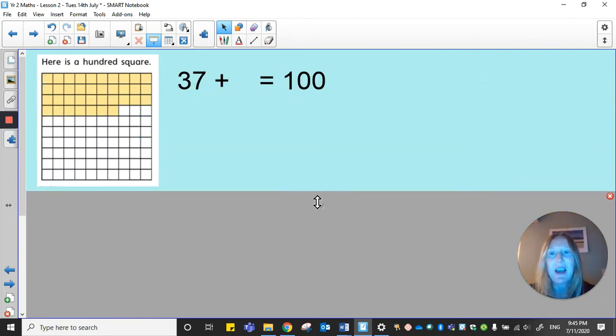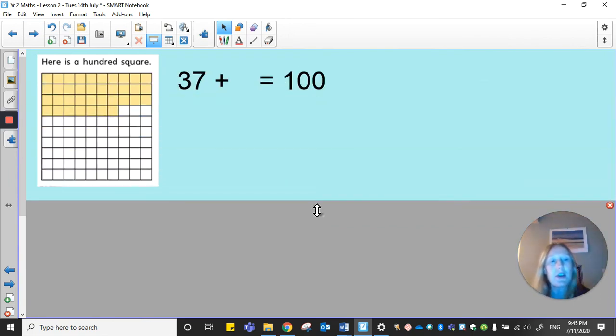Okay, now have a little look at this. This is where we're going to start looking at numbers that have ones in them as well and see how that changes things. So you've got a 100 square here. This is just to remind us that we're talking about tens, but sometimes, or each time, we're going to have some ones as well. So this number, we've got 10, 20, 30. We can see 3 complete tens. And then 1, 2, 3, 4, 5, 6, 7. So our number is 37.